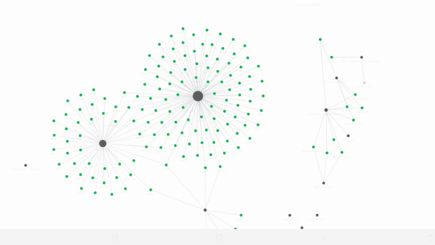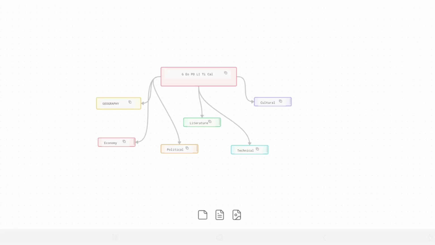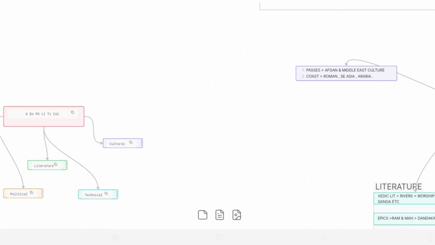In today's video, we'll explore one such approach, the geopolitical framework. This is an effective way to structure answers by considering points from this perspective. That is, geography, economy, polity, literature or legal aspects, technology, and culture. With this framework, we can think comprehensively and connect the dots to write an impressive answer. Let's get started with an actual question and apply this approach.